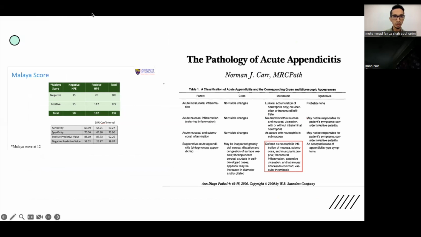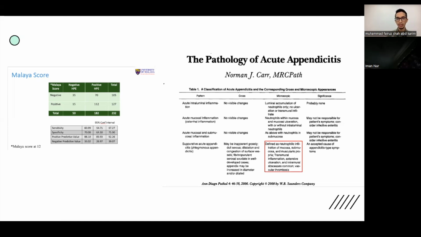As I mentioned just now, we created the Malaya score, and if you see from here, in the last paragraph, the negative predictive value is only about 3%. That means if you are tested negative with the Malaya score, you may still be positive for acute appendicitis. In my thesis study protocol, I labeled a patient as an acute appendicitis patient based on the interpretation of the HPE.